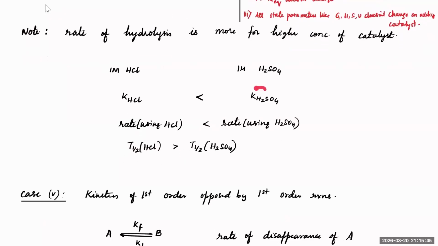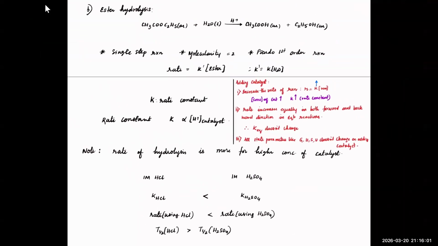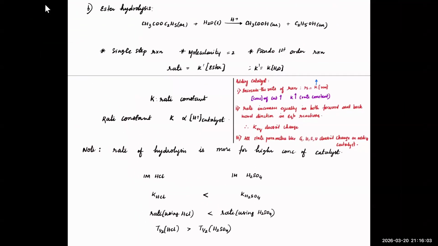If the K value of this one is greater, then the t half will be lesser. So the half-life of H2SO4 will be lesser than the half-life of HCl. Got it? So I suppose all of you got this point. Please check this out quickly. Then we'll go ahead. If there is any point which you didn't understand, please get back to me.